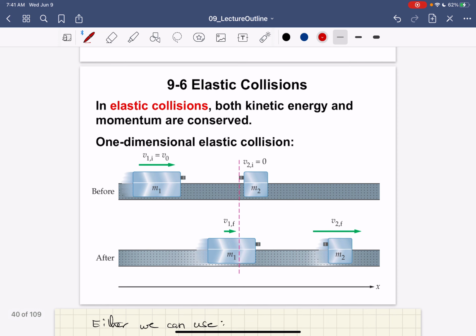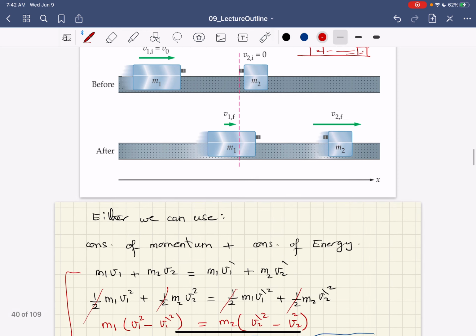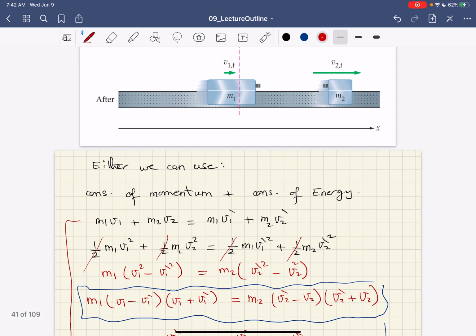Okay, here we are going to derive an equation for elastic collisions. We said both kinetic energy and momentum are conserved, and I consider it to be a head-on collision, where the centers of mass of the objects are on the same level. Then we have what is called a one-dimensional elastic collision.